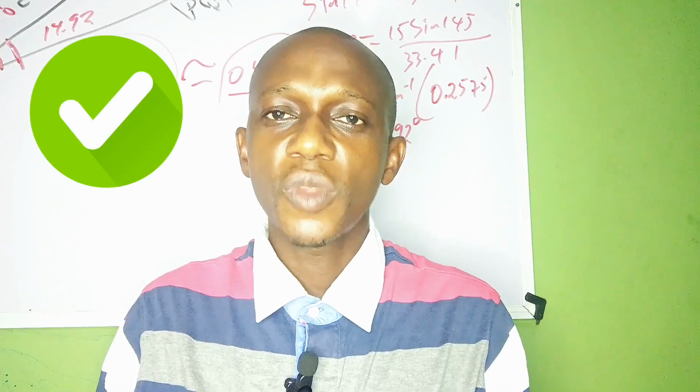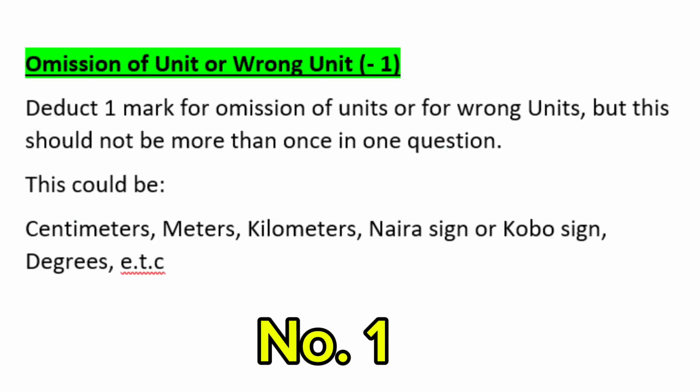So let's go on. The first point is omission of unit or wrong unit. Deduct 1 mark for omission of unit or for wrong unit, but this should not be more than once in one question. This is from the scheme which examiners use to mark. This could be centimeters, meters, kilometers, naira sign or kobo sign, or degrees, etc.